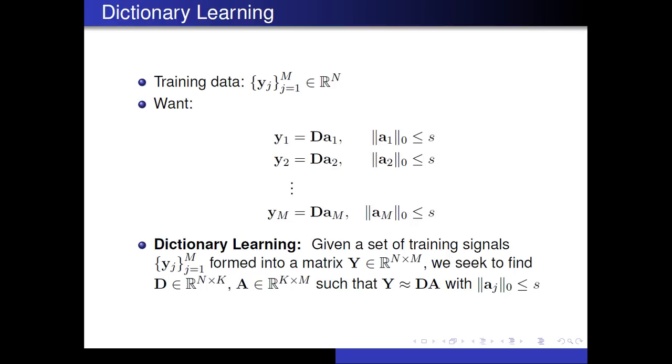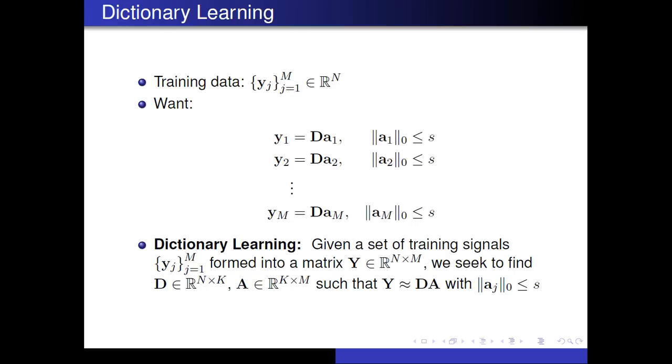So the way to set this up, we take all the training data, put them as columns side by side into a big matrix. That's a matrix Y. And then we're saying we're looking for dictionary D and matrix A, which has these sparse columns, so that we get this good approximation with the columns being sparse, having fewer than S components per column. Okay, so this is the dictionary learning problem.